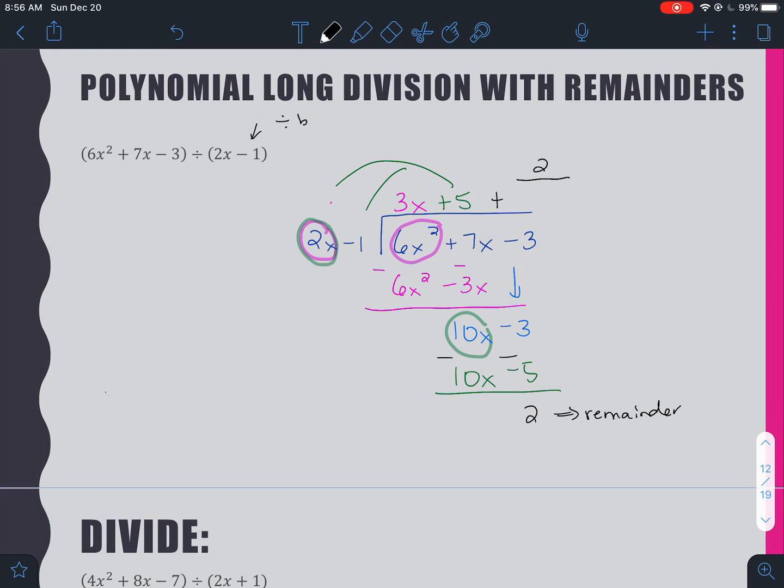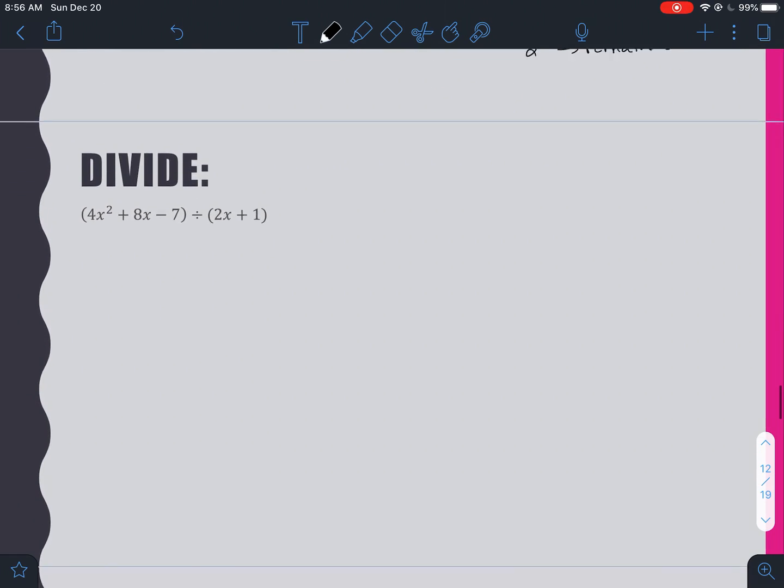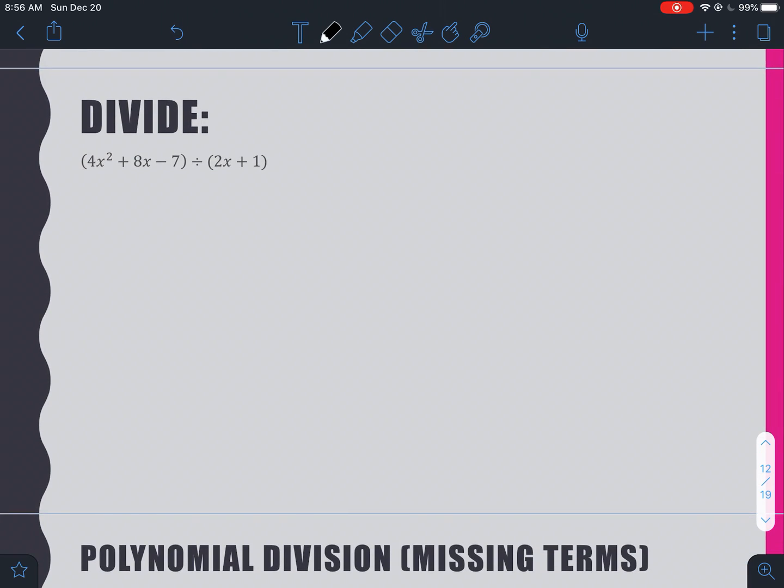What you can also do is you can add, so we're going to add up here, and then you put the remainder over what you were dividing by. Well, we were dividing by 2x minus 1, so we put the remainder over what you're dividing by. And that's going to be your final answer. So my final answer is going to be 3x plus 5 plus the remainder, which is 2, over what I was dividing by, 2x minus 1.